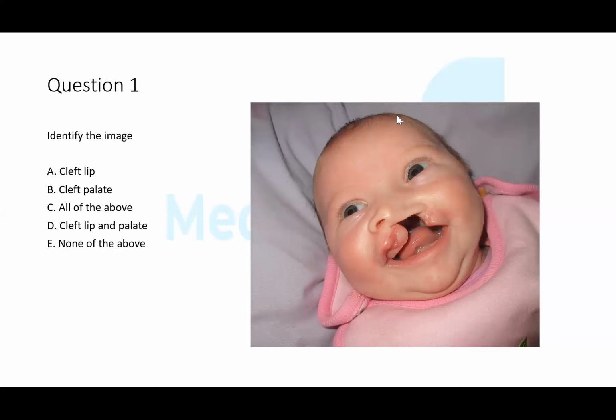So you have to select the best of the 5 options that is given. Here A is saying cleft lip. Yes, there's cleft lip there, but it goes beyond cleft lip. B is cleft palate. Cleft palate is also there, but it goes beyond cleft palate only. C is all of the above. D is saying cleft lip and palate. Yeah, both of them is what we can see here. We can see that the lip is cleft and the palate is also cleft. E is none of the above.